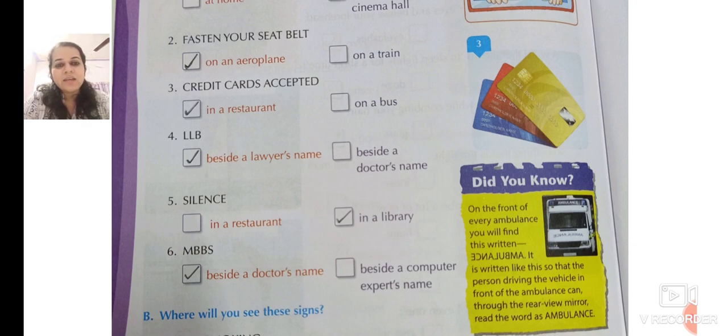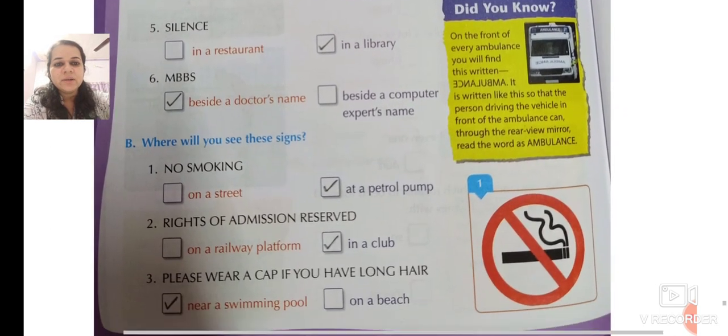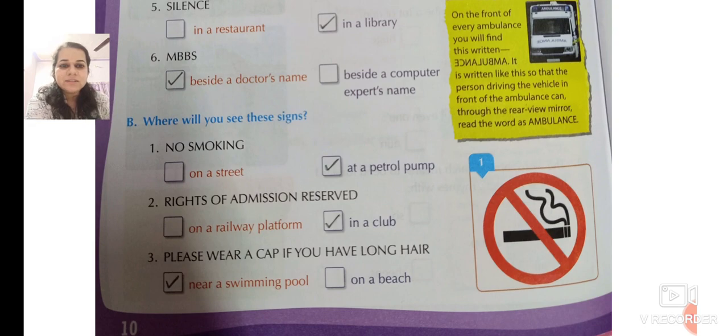MBBS, again, is a degree, Bachelor of Medicine and Bachelor of Surgery, which is put beside a doctor's name. It cannot be beside a computer expert's name. A computer expert's name is a software engineer or an engineer developer or like that. Now we move ahead. Where will you see these signs?